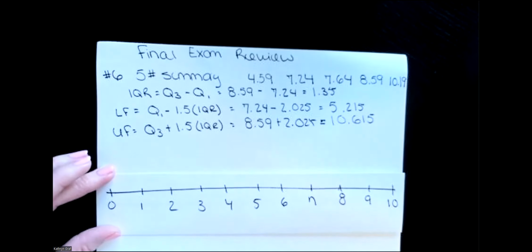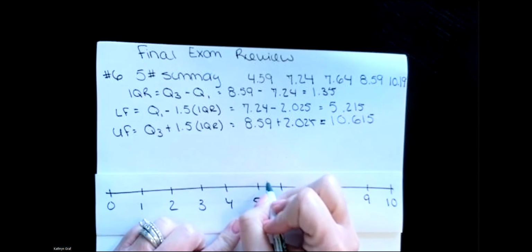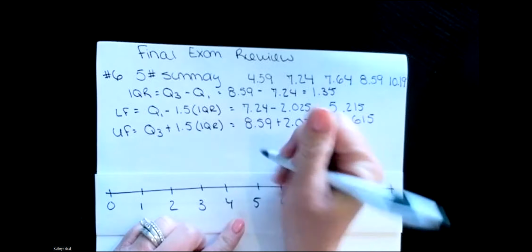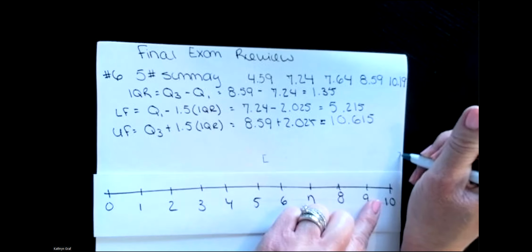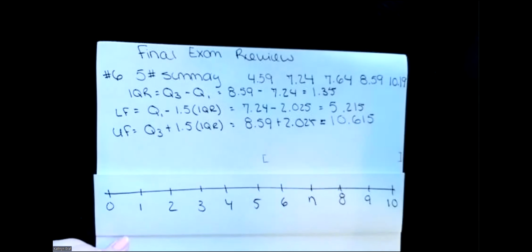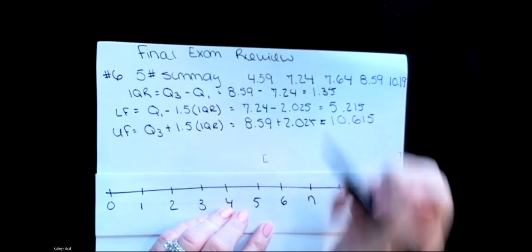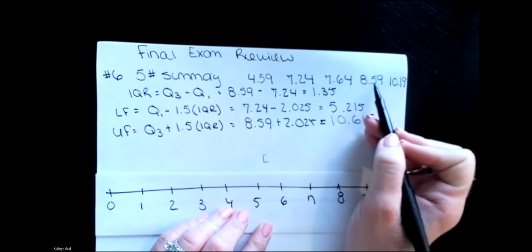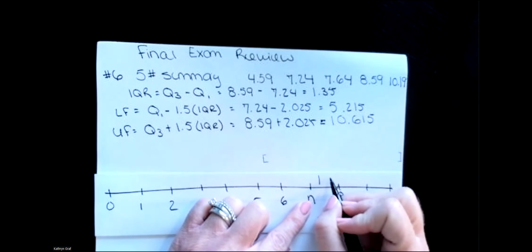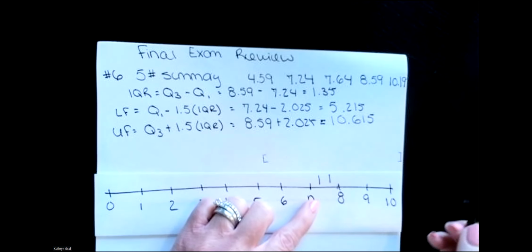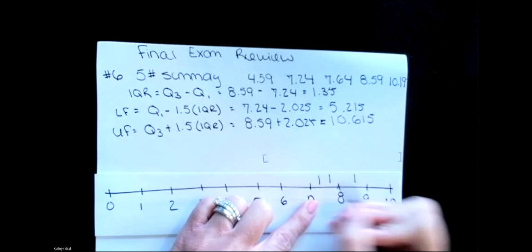Okay, so for my lower fence here, I'm just going to use a pen. My lower fence, 5.215, so somewhere up in here will be my lower fence. My upper fence is 10.6. So that's up here, kind of right at the edge of the paper. Now I'm going to go ahead and put my 3 middle numbers in, Q1, Q2, Q3. So 7.24, somewhere around here, 7.6, right around here, and then 8.59, somewhere around here.